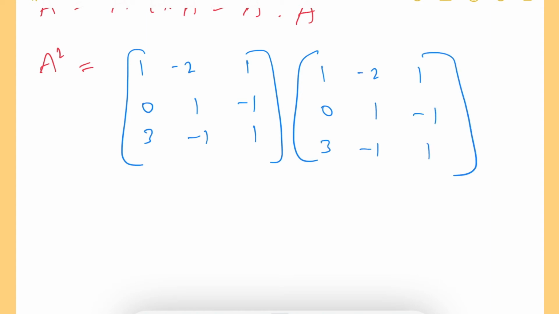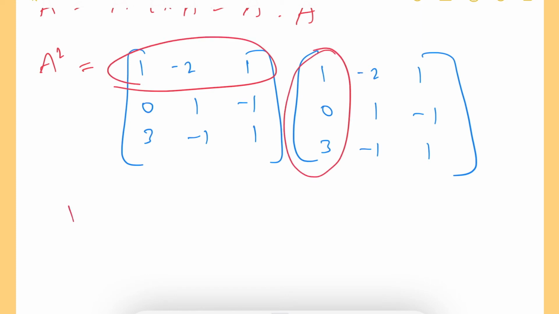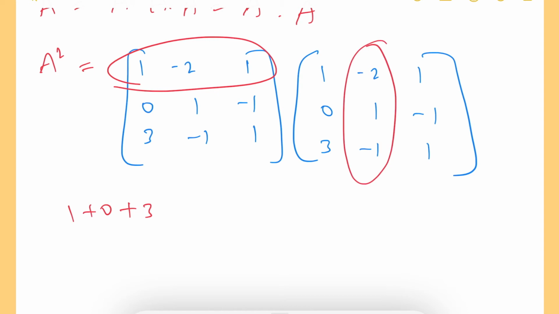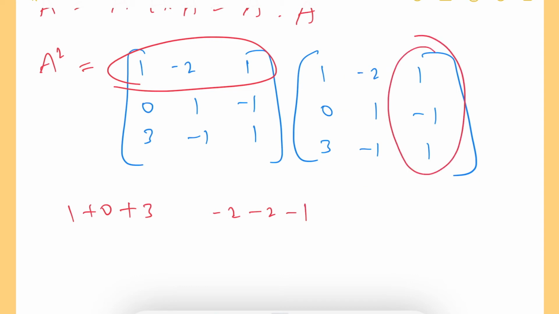Okay, let us do multiplication of this. First row multiply with the first column. 1 into 1, 1. Minus 2 into 0, 0. 1 into 3, 3. Next, second column. 1 into minus 2, minus 2. Minus 2 into 1, minus 2. 1 into minus 1, minus 1. Next, third column. 1 into 1, 1. Minus 2 into minus 1, plus 2. 1 into 1, 1.